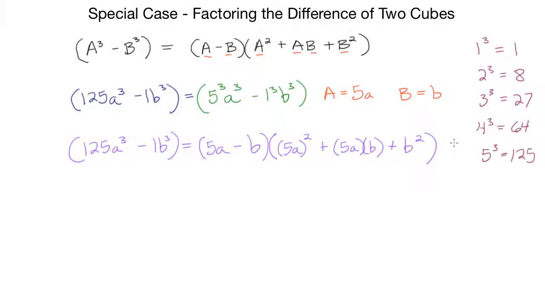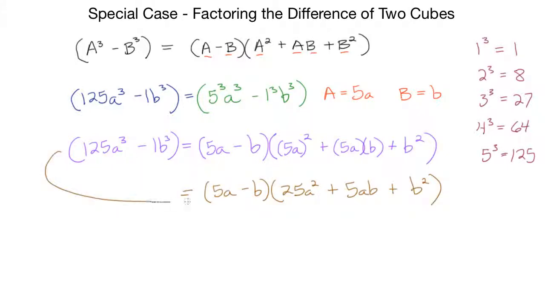Okay. Now let's simplify this out. We've got it factored, we followed our formula, we knew what a and b were by undoing the cubed part. Now let's do some simplification. 5a minus b is still 5a minus b. There's nothing to simplify in that first binomial. 5a squared is just 25a squared, plus 5a times b is 5ab, plus b squared. And there we go. We've just factored our binomial.